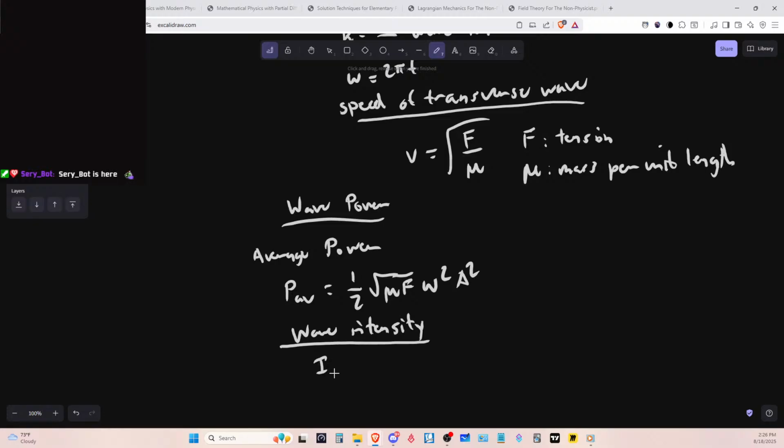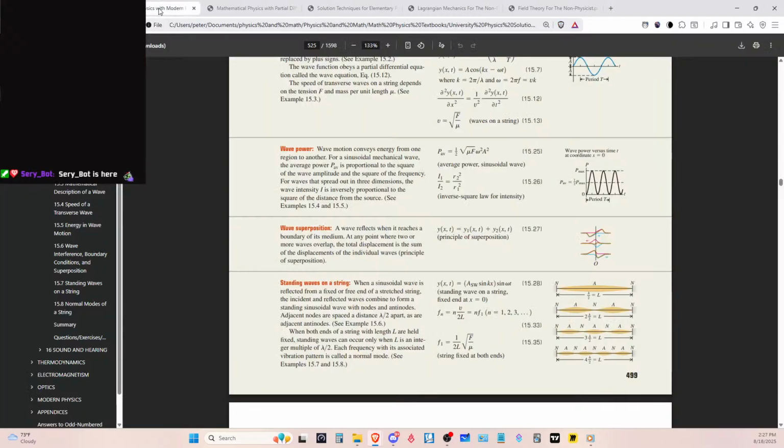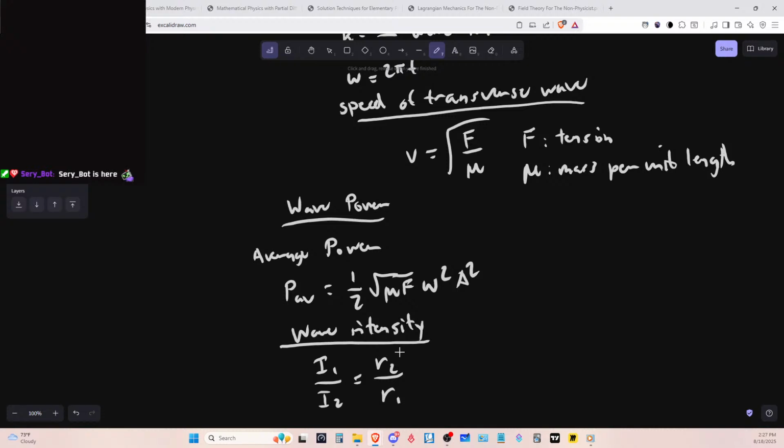And I think it was I1 over I2. And I think the other side it was I2 over R1. I think that was how it was written. Oh, it's the square of each. Okay, so we just forgot the square on top. There we go.